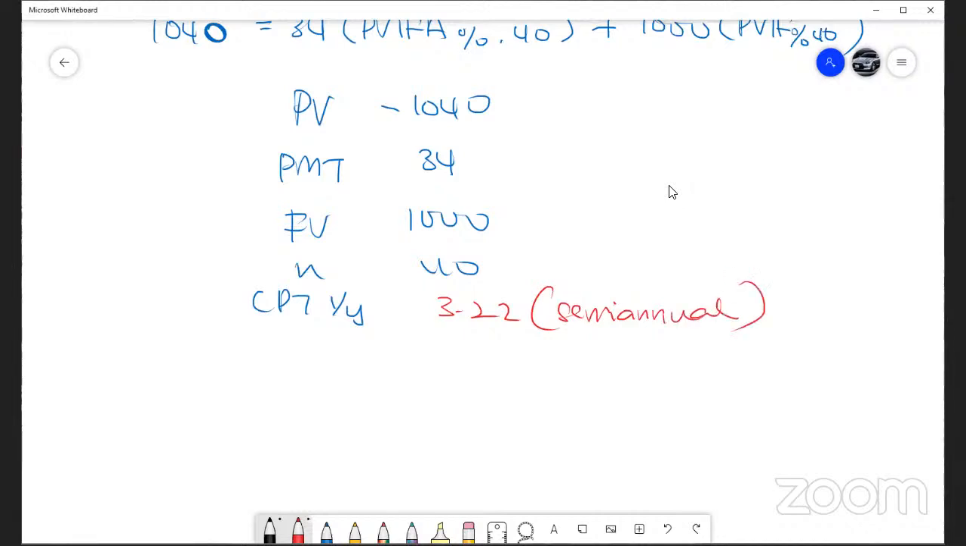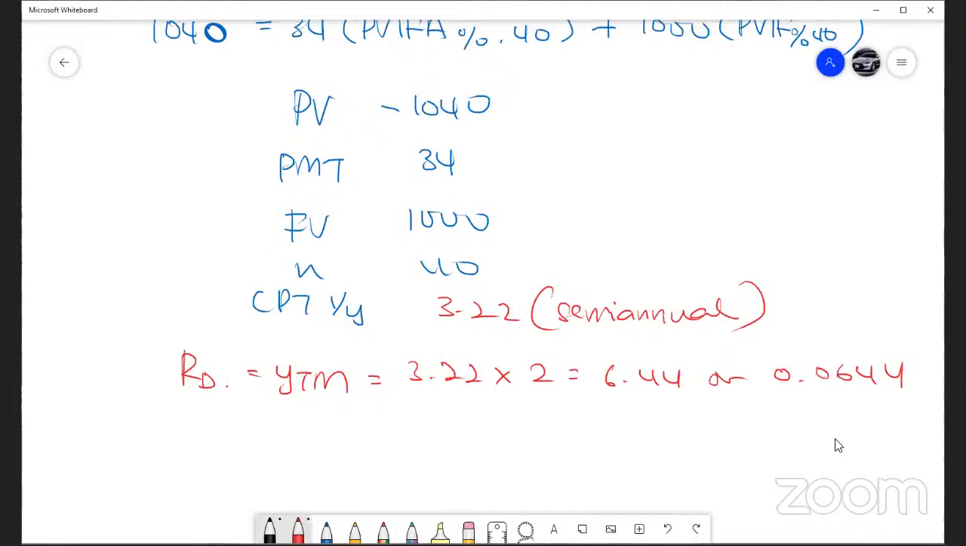All right. Your cost of debt, also known as your YTM, should be for a year. So times 2, so 6.44, or 0.0644. This is your YTM.